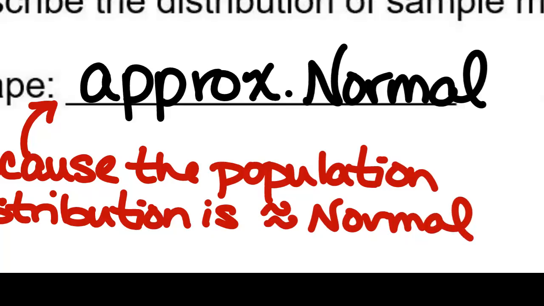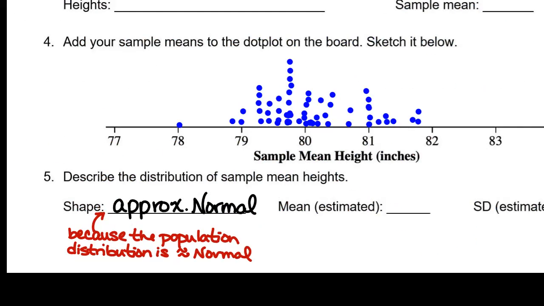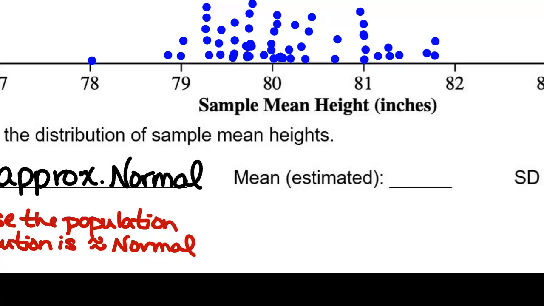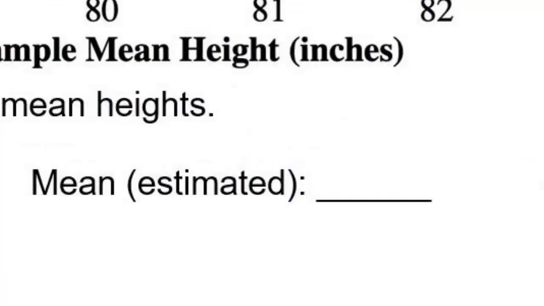All right, population distribution is approximately normal. If I asked you to give me your best guess for the mean of the dot plot, what's your best guess for the mean on the dot plot? 80 sounds good.